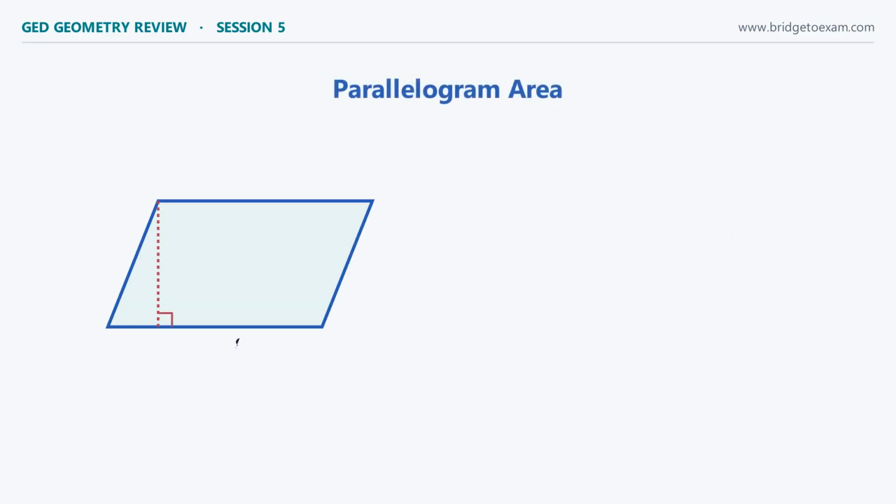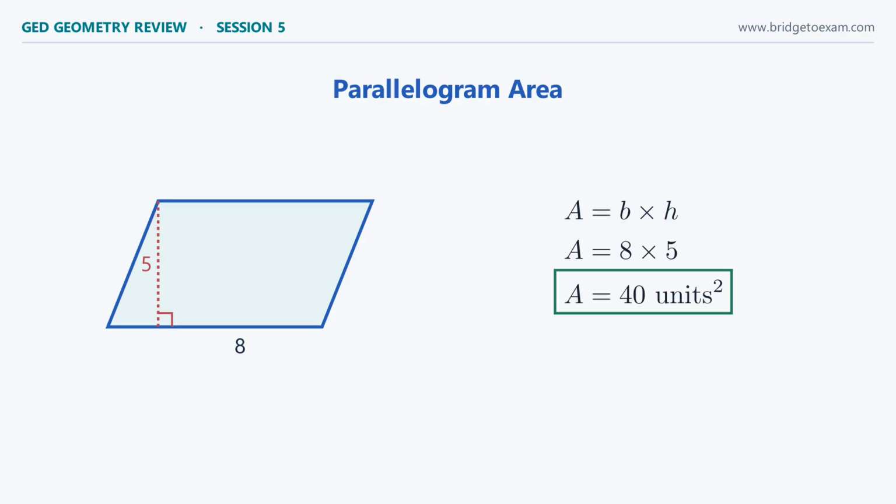Here is a quick one. This parallelogram has a base of 8 and a height of 5. Area equals base times height, so 8 times 5 gives us 40 square units. Notice we never used the slanted side.